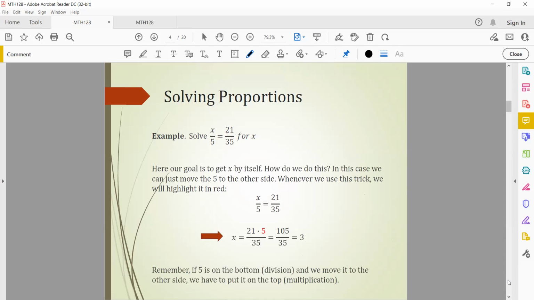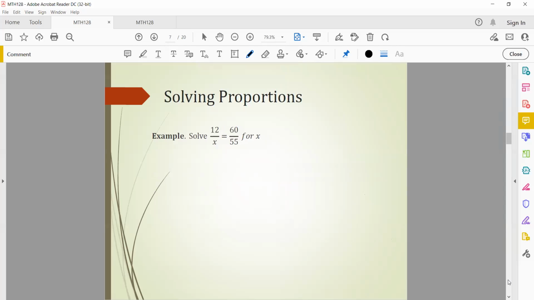Okay, and now let's do one example where the variable happens to be on the bottom. So let's do this one. This one's kind of easy to guess, actually, because if you imagine taking a 5 out of the fraction on the right, you would get 12 over 11. So that kind of gives away the answer that x is going to be 11. But regardless, let's do this one. Okay, so 12 over x is equal to 60 over 55.